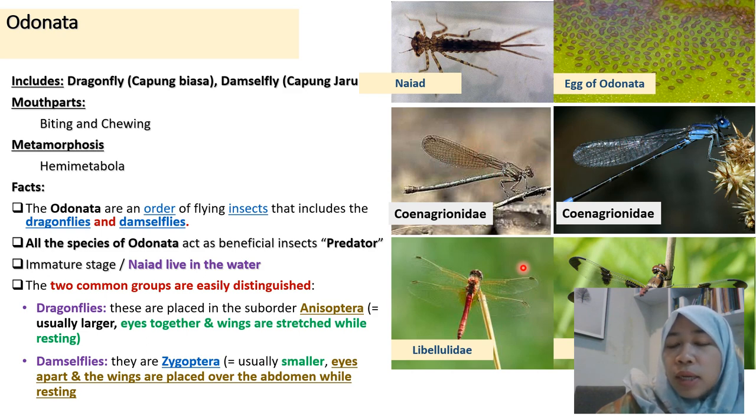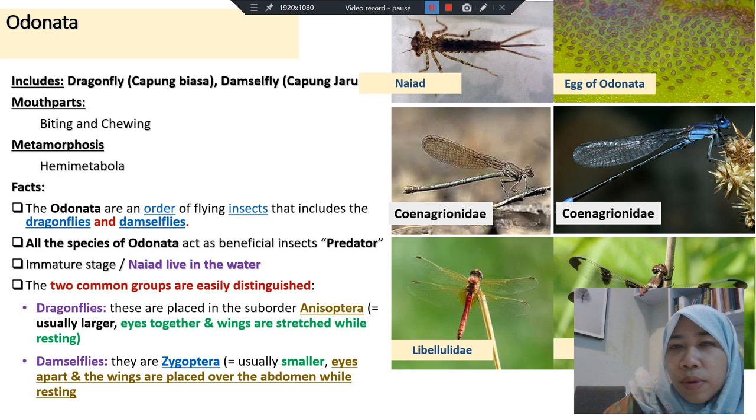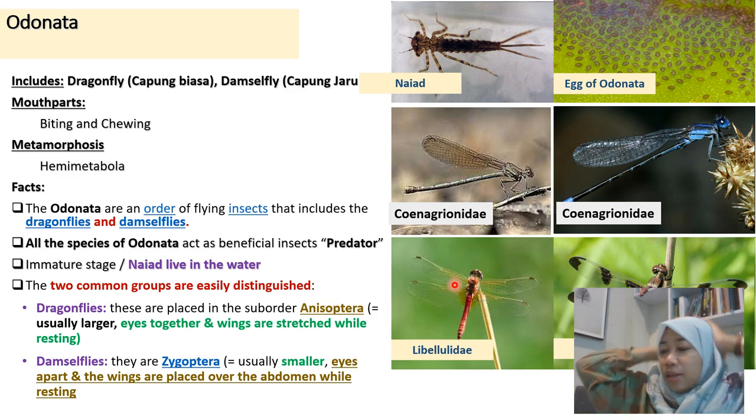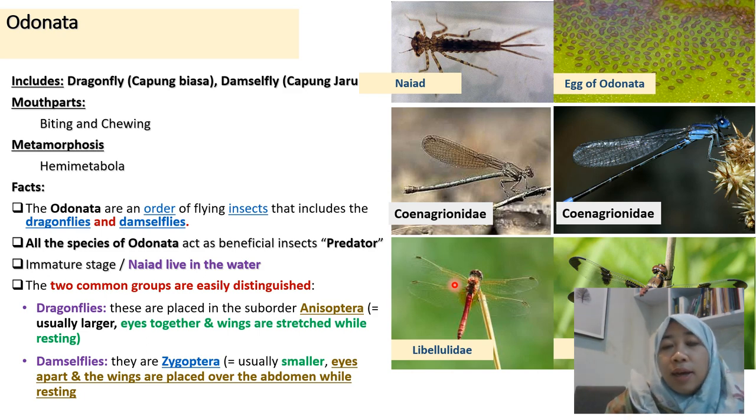What is the difference? When the dragonfly is resting, the wings are stretched like that. Okay, so it's stretched sideways, yeah. Then this capung jarum or damselfly is different.